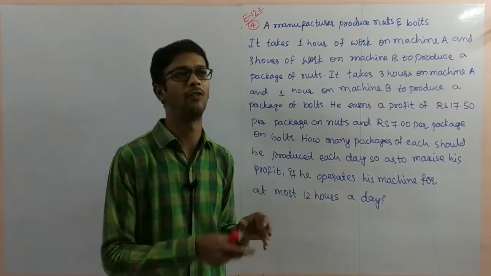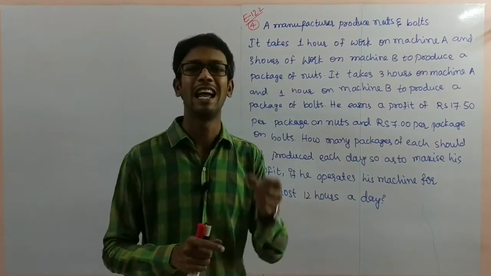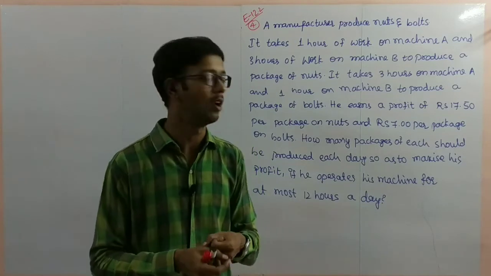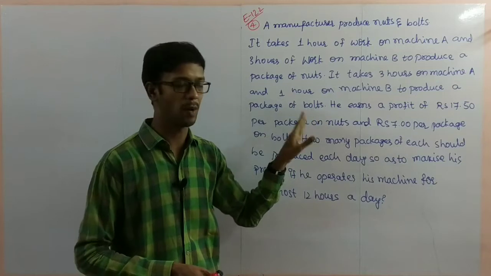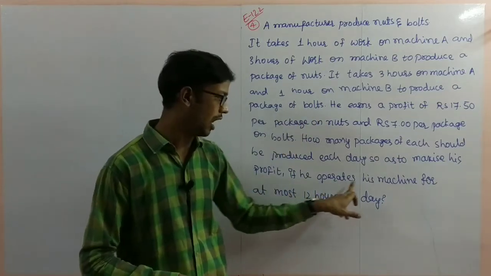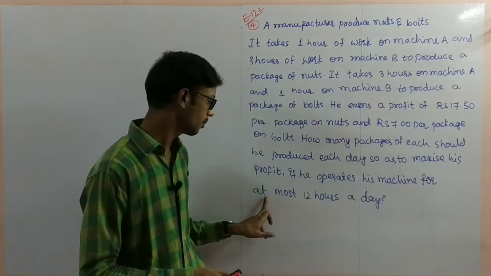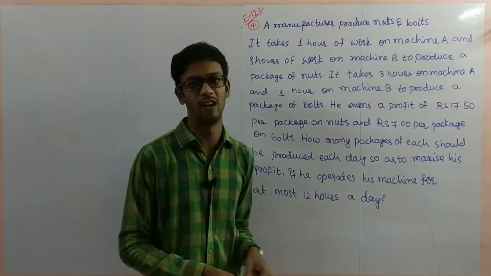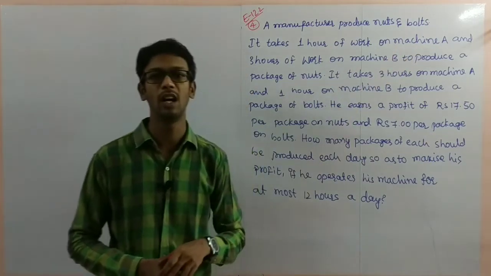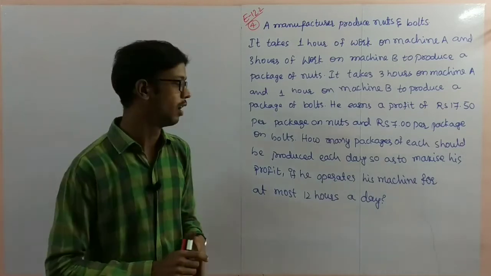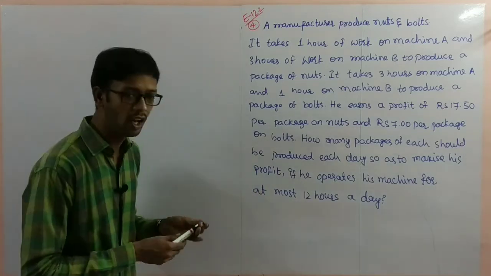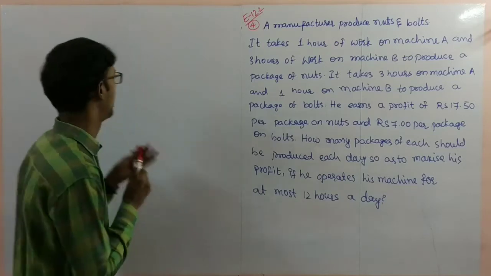Where you get the maximum profit, you have to write the x and y values. Constraints: if he operates his machines for at most 12 hours, machine A and machine B, highest 12 hours he can run. So based upon this, first of all you have to draw the table.